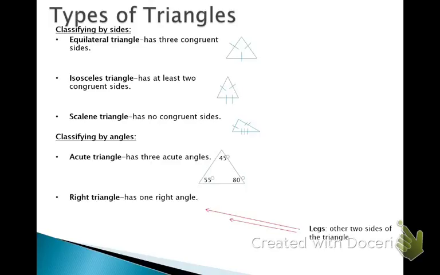A triangle with a right angle is a right triangle. No triangle can have more than 1 right angle. So one right angle in a triangle is a right triangle. And when we label a right triangle, the sides that are next to the 90-degree angle are the legs. The side across from the 90-degree angle is the hypotenuse.